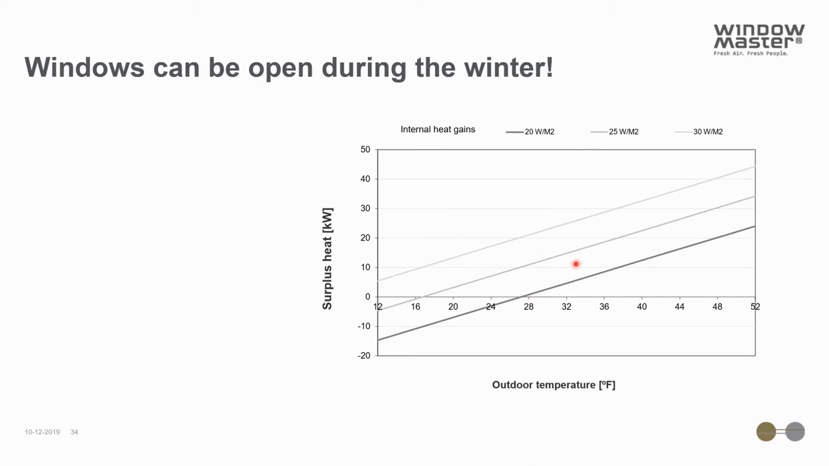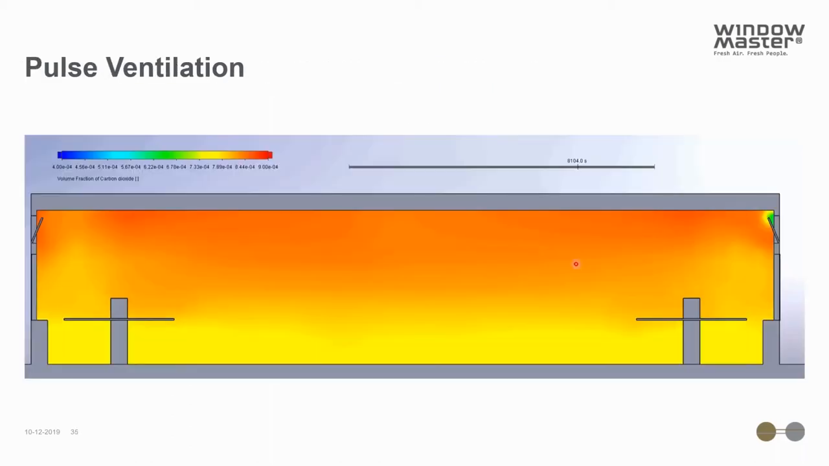So in relation to the energy consumption with heating, you can argue that it makes sense to open the windows during the winter. And I will just show a quick example of a strategy that we use for natural ventilation during the winter. We call it pulse ventilation, and it's basically to open the windows for a short period of time to flush a building, but then very quickly close them again.